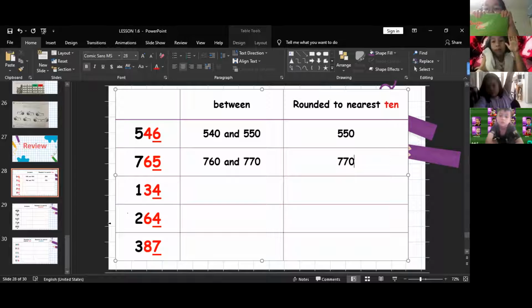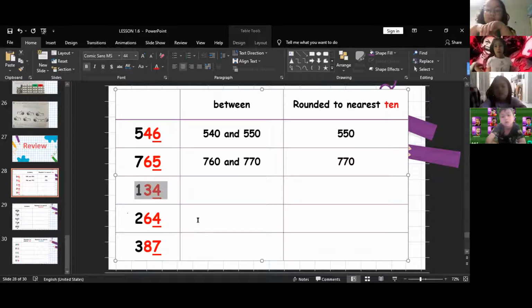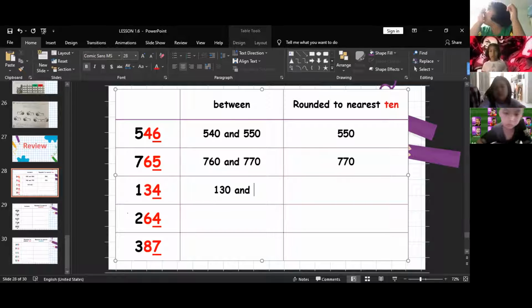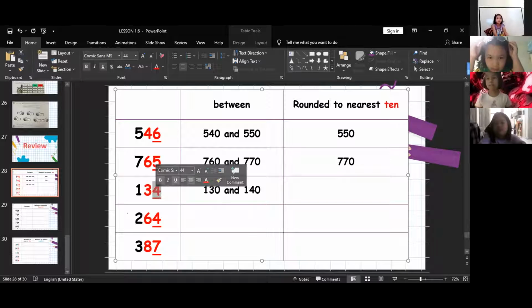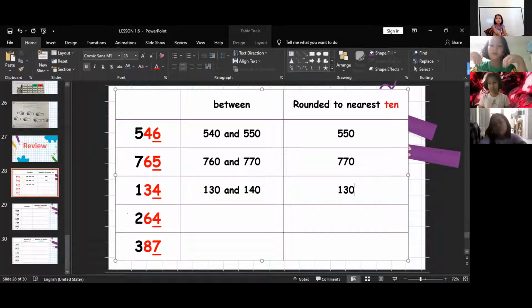How about number 3? Raise your hand. Okay, next, Hannah and then Wawa. Okay, Hannah, can you read the number first? 134. Okay, 134. 134 is between what number? 130. Okay, and? 140. Very good. Okay, Hannah, can you see the underlined number? 4. Are you going to round up or round down? Round down. So what is your answer? 130 or 140? 130. Okay, very good. 130.